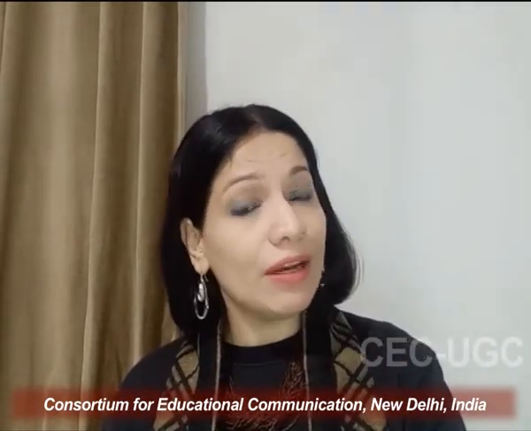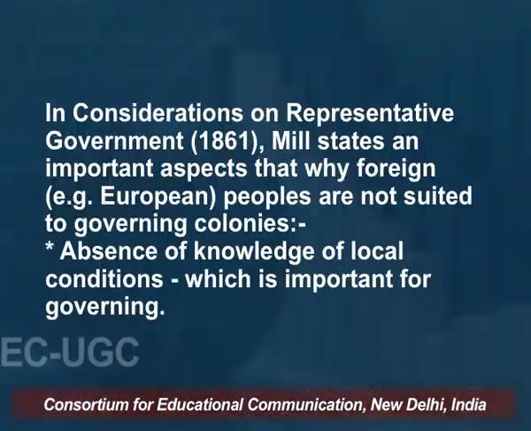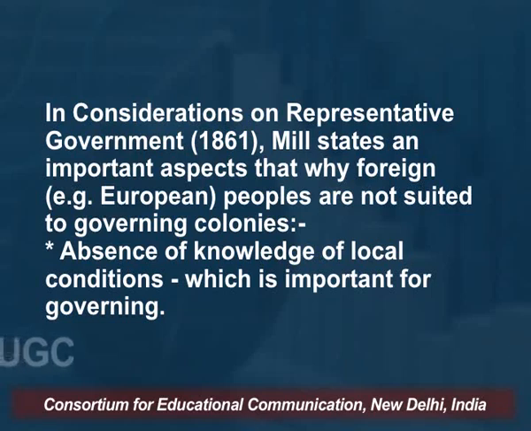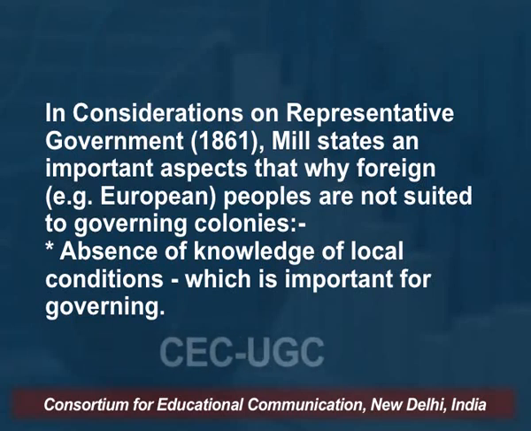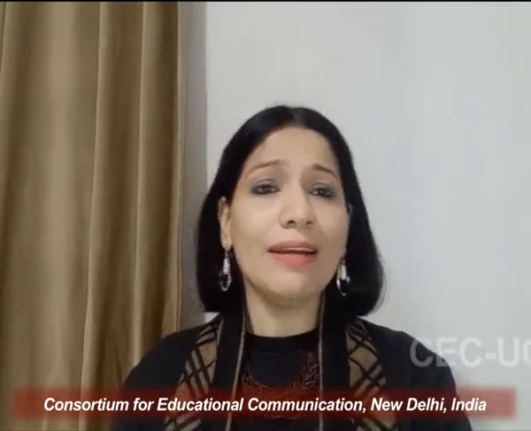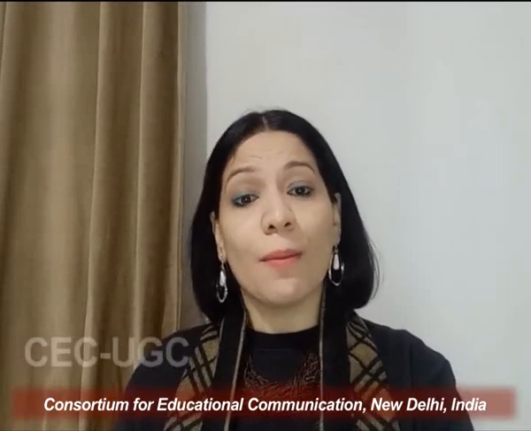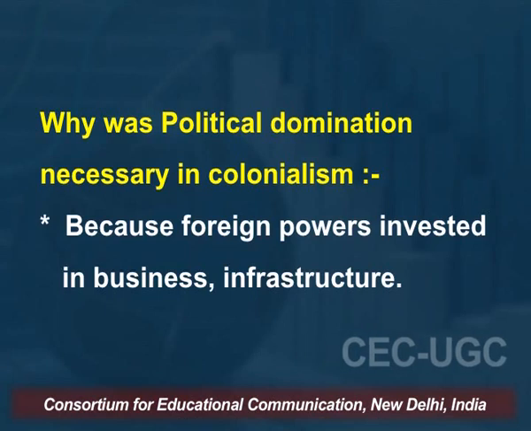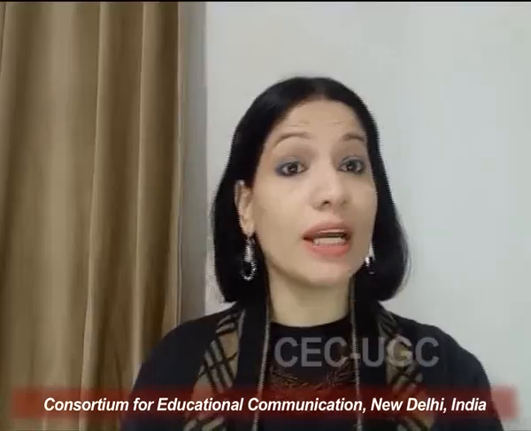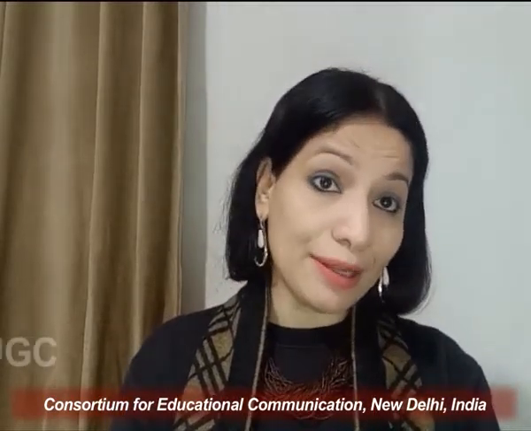In the same light, as we reflect on the very important political text, Considerations on Representative Government, 1861, John Stuart Mill states a very important aspect, that foreign people are not suited to governing the colonies. And from a governance point of view, John Stuart Mill presents a very important argument, that is absence of knowledge of local conditions, which is very important for governing. And as we understand colonialism, we must understand that colonization was needed with all the investments, with all the infrastructure built up by the foreign powers. It was essential to control the political processes, to control the governance mechanisms as well.